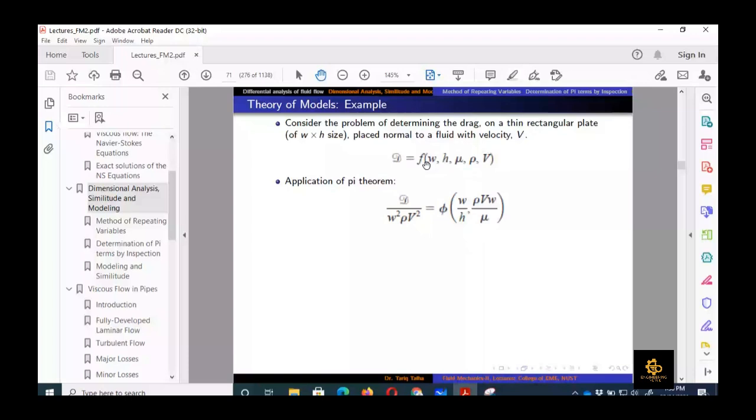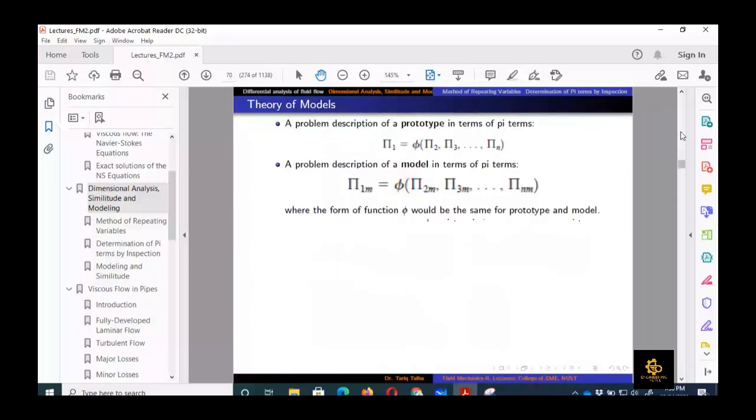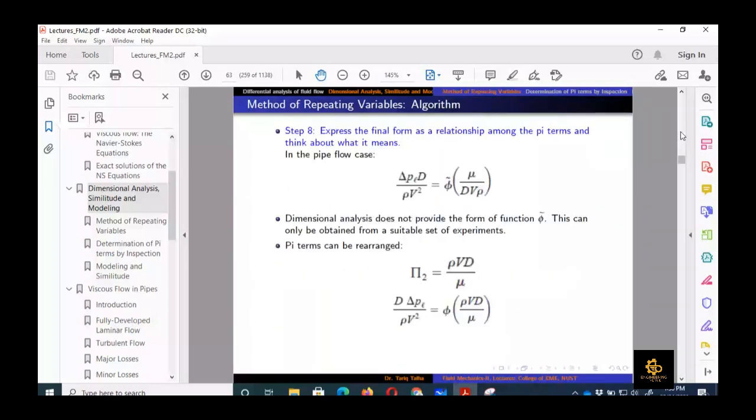So we are missing one dimension, which is force, because W and H have the unit of meter, and velocity is meter per second. There is no force dimension in this. So we need to take either mu or rho as a repeating variable. Only in those variables do we have the force dimension, right? So that was the first point.